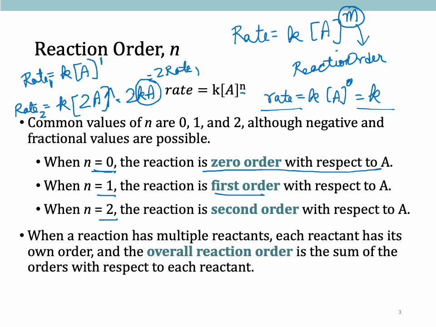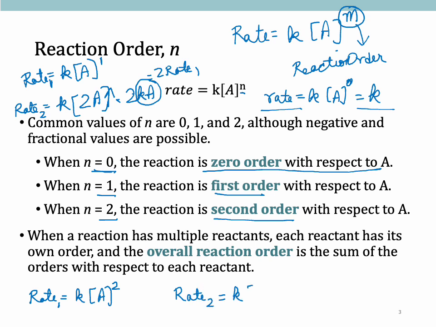Then n is equal to 2 is called the second order reaction. Second order just means that rate is equal to k times A to the power of 2. Whatever your power is, that is your order. So if this is 2, let's say I double the concentration of A. What will happen to my rate?